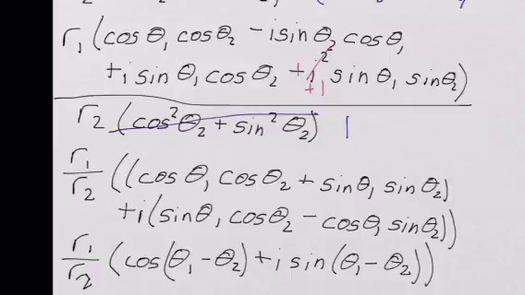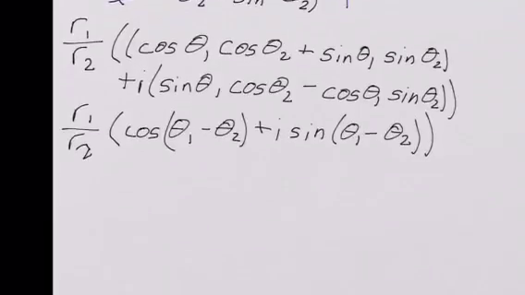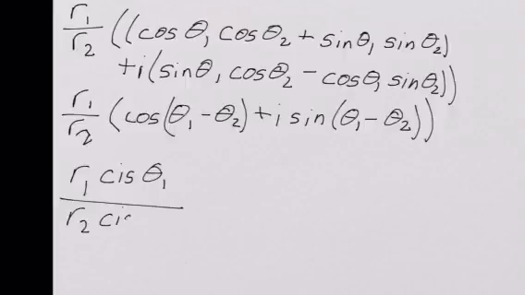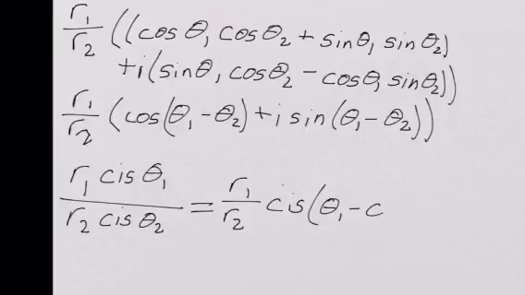So now writing this in the more compact form, we have R1 CIS theta 1 over R2 CIS theta 2 is equal to R1 over R2 CIS of theta 1 minus theta 2.